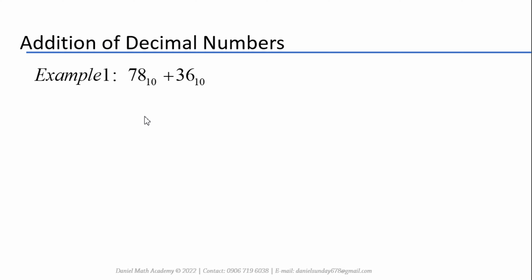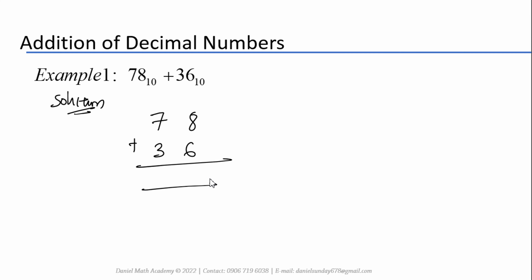All right, so now let's quickly round up by looking at addition of decimal numbers. This is nothing new for us, because it's just like adding numbers in our day-to-day life. So we're not going to waste time here. It is just like adding numbers normally. 78 base 10 is a normal addition, so I'm not going to write the base here. 78 plus 36. So what does this give us?